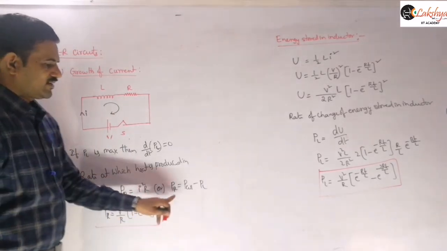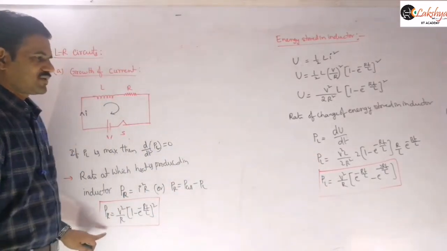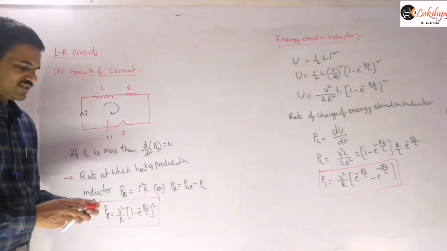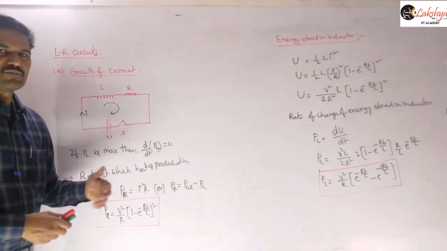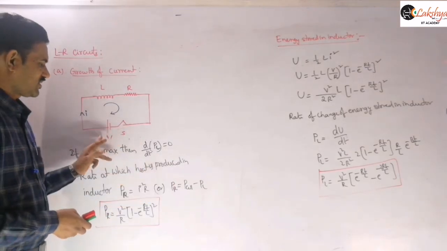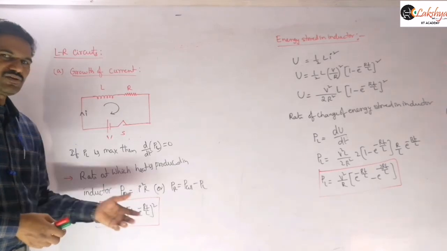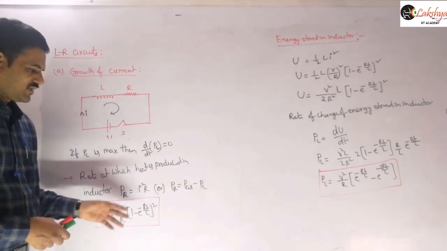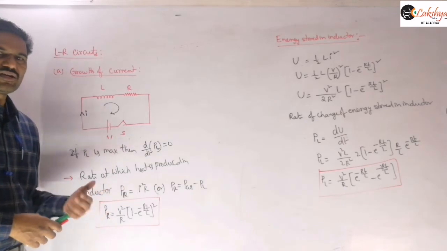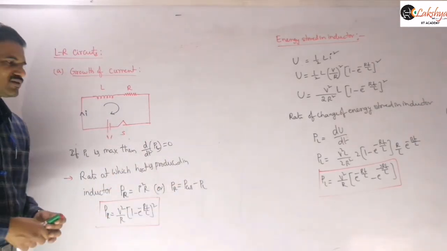If you add these two values PL and PC, then you will get the power supplied by the cell. Power supplied by the cell is nothing but you can write just VI, where V is the potential difference and I is what we derived there, that means V by R into (1 minus e power minus RT by L). So VI is the power supplied by the cell. So these are the energy calculations related to this.